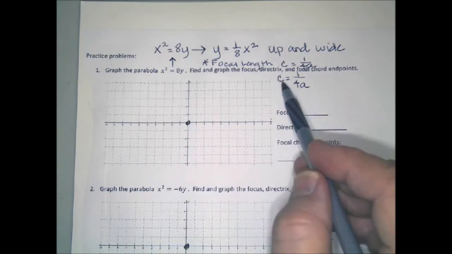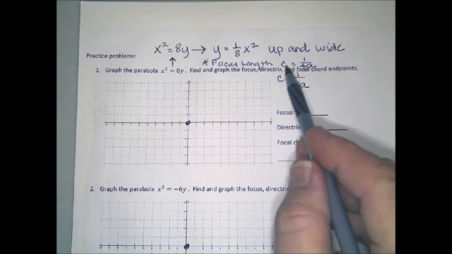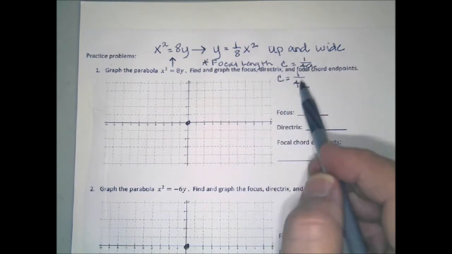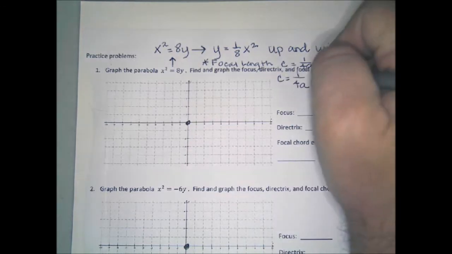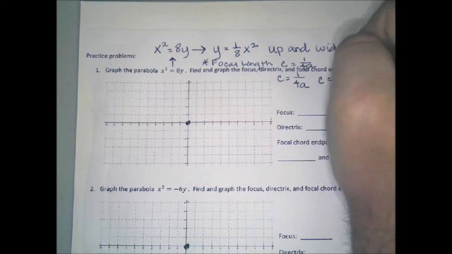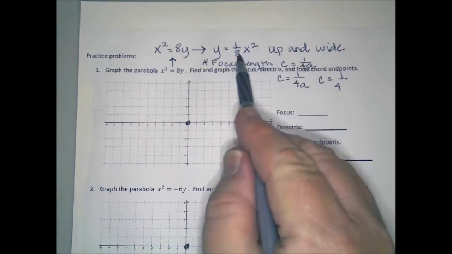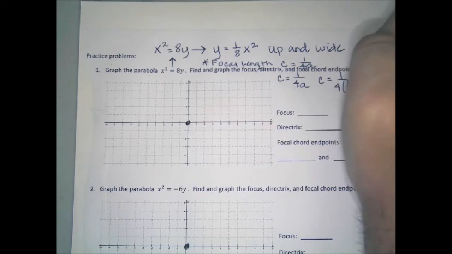The next thing we need is the relationship of c equals 1 over 4a. And if you're wondering what c is, it's the focal length. And I'll show you what that's all about in a second. So let's find this c value. c equals 1 over 4 times the a value. Well, remember that a is the leading coefficient of the x squared, so it's 4 times 1/8.